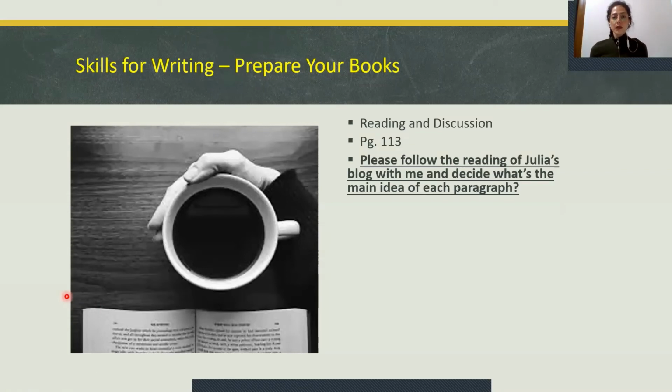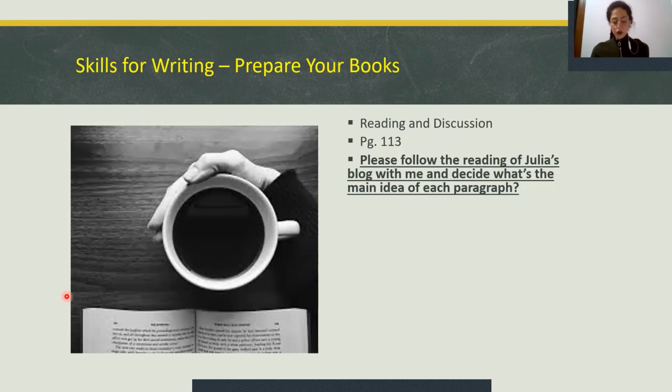Yes, guys, we are continuing with our books. We are at the part of reading and discussion on page 113, and we have read Julia's blog together. Now we will decide what is the main idea of each paragraph. Okay, there are 5 paragraphs here, but it only asks me about paragraph 2, paragraph 3, and paragraph 4. In part D, writing skills, you can see the questions.